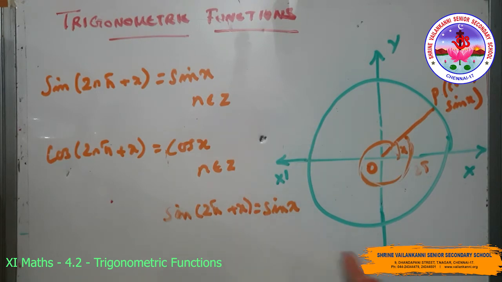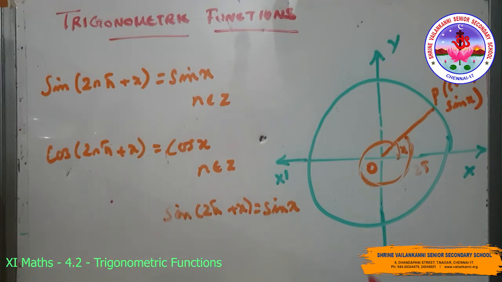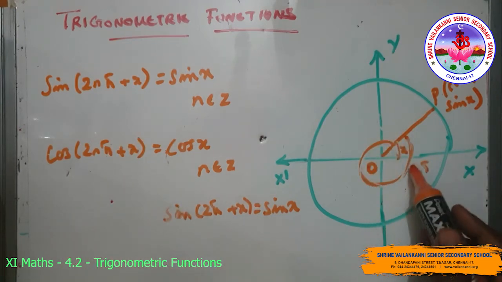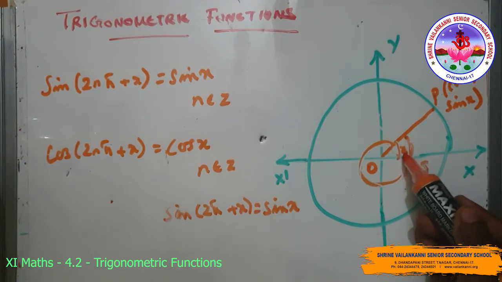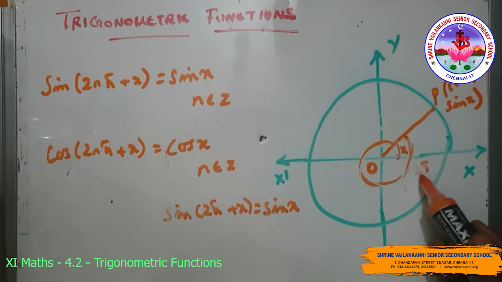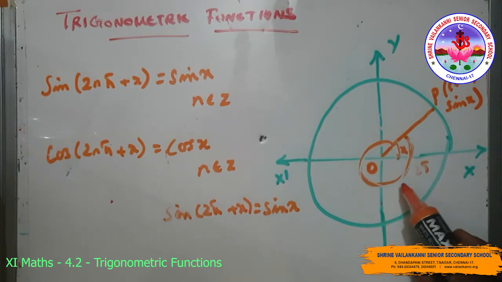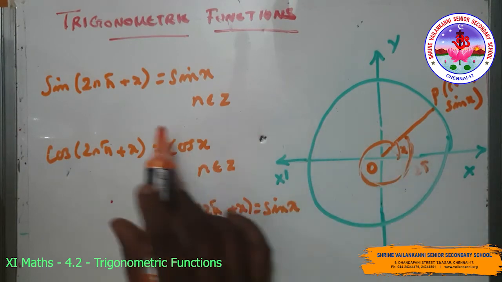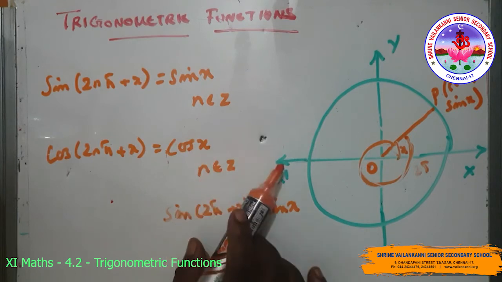If x increases or decreases by any integral multiple of 2 pi, then the values of the sine and cosine functions do not change. If it revolves once and comes back to the same point P, then it is 2 pi plus x. If it revolves a second round, then it is 2 into 2 pi plus x. If it revolves again, then it is 3 into 2 pi plus x. Then the value of sin x will not change and the value of cos x will not change.